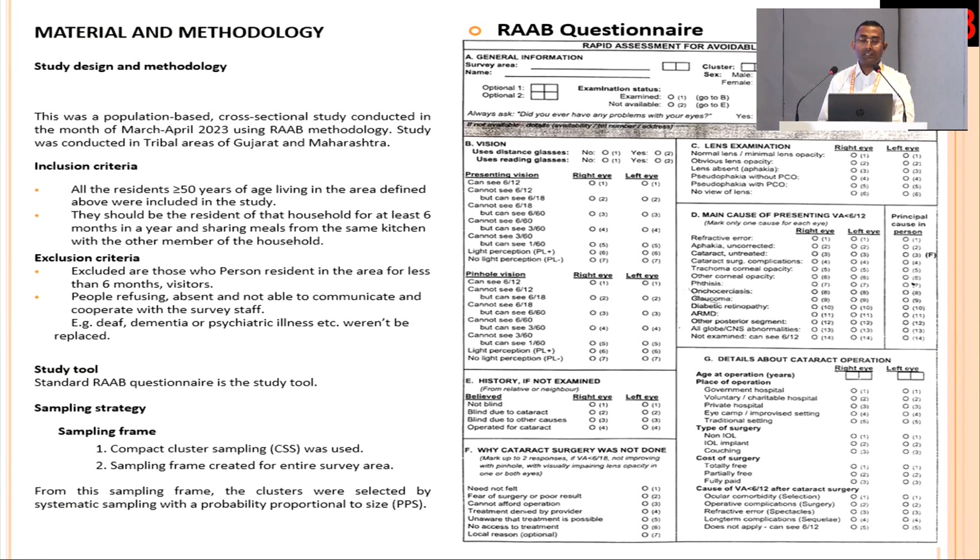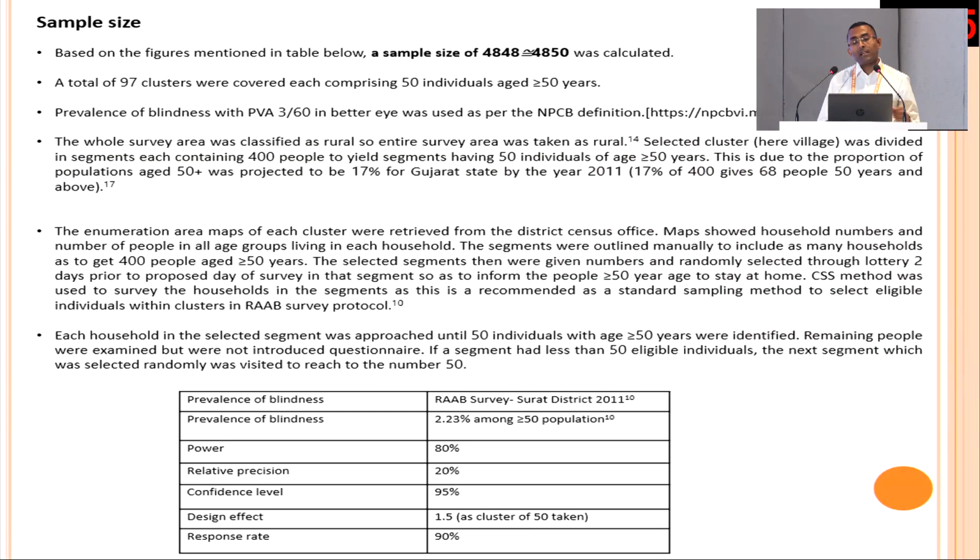As far as material and methodology is concerned, this is a RAAB standard protocol questionnaire which is validated. We have to fill in data in this form, and we do entry and get the results. So the sample size was 4850 in these 7 taluks. A total of 97 clusters were covered, each comprising 50 individuals in the 50 plus age group. Prevalence of blindness was defined as 3/60 in the better eye with best correction.